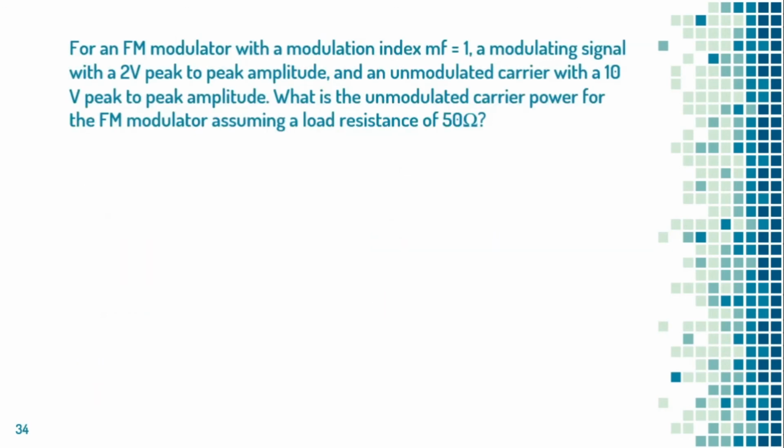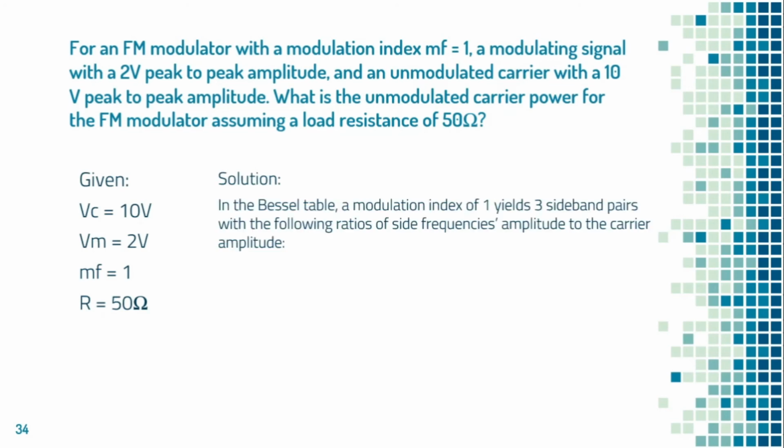So the same problem, pero gamit naman tayo ng ibang formula. So, ang hinahanap pa rin natin dito is yung unmodulated carrier power or yung total power. So, sa Bessel table, alam natin na 1 yields 3 sideband pairs, tapos ito yung kanilang relative ratios of side frequencies to amplitude.